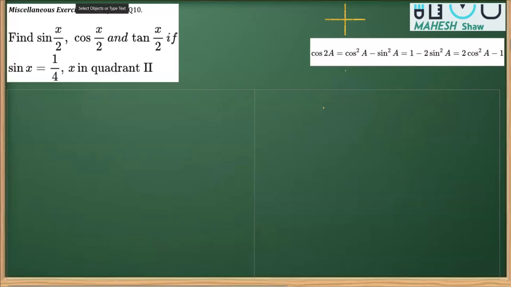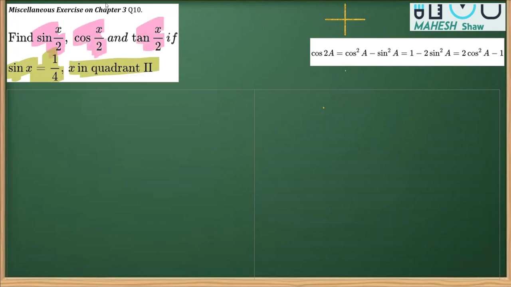We are on now question number 10, that is from Miscellaneous Exercise Chapter 3, Class 11, Trigonometric Functions. Similar to the previous question, here also we know the value of sin x as 1/4, where x lies in the second quadrant. And we need to figure out the values of sin x/2, cos x/2, and tan x/2.